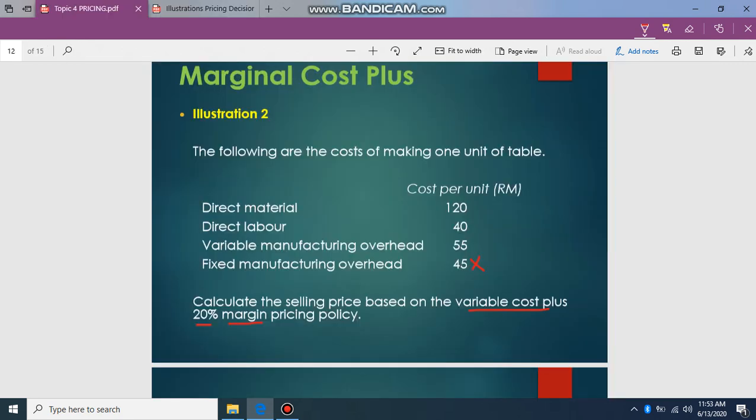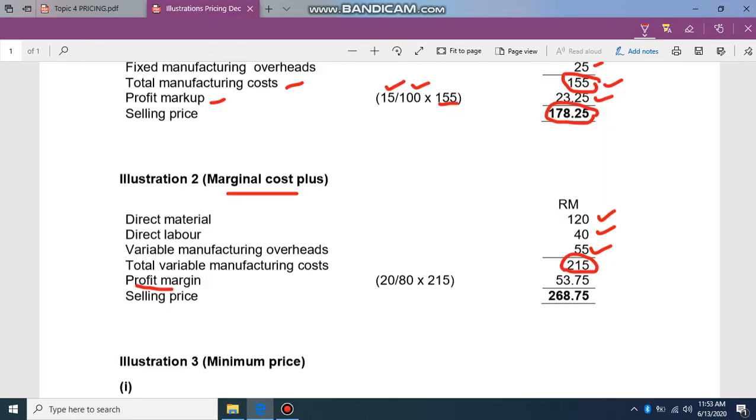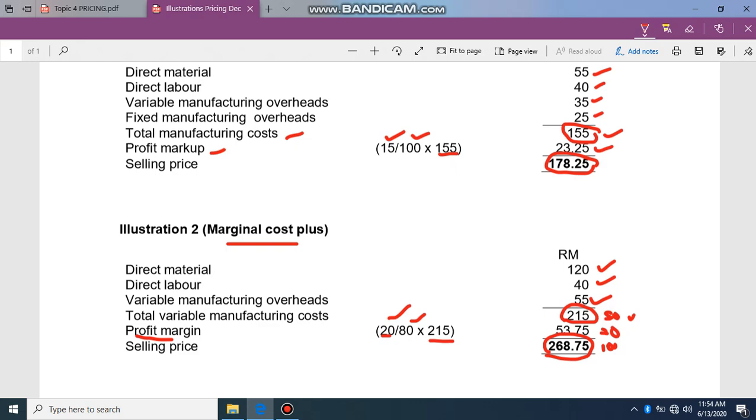So what is the profit? 20% margin. When it is margin, that means the selling price should be 100%. The profit is 20%, so the cost will be 80%. That's why the profit, 20, divided by 80, the cost, times the total variable cost 215. So you get the profit of 53.75. The selling price that we should set is 268.75. This is marginal costing compared to full costing, when you total up all the costs, variable and fixed.